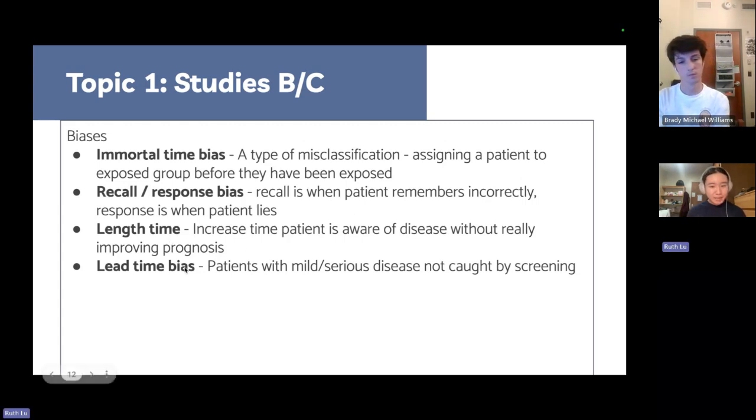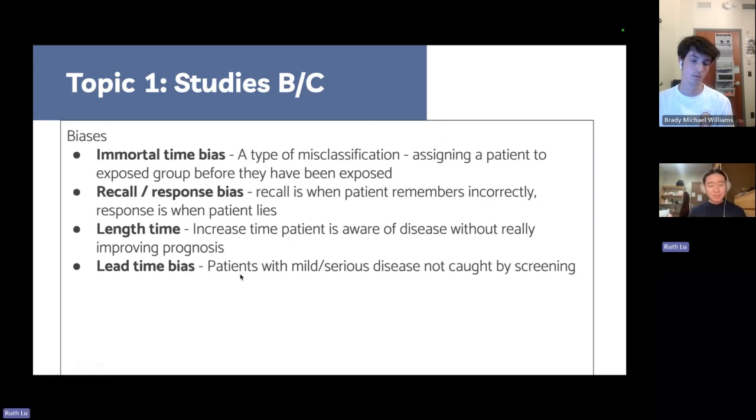There's length time and lead time bias, which are more associated with screening. So lead time bias is when you have a screening for a disease, and you screen really early, you catch the disease, and you think, great, I'm going to start treating the patient. But in reality, you haven't really extended the amount of time they lived. You just told them they had the disease earlier.